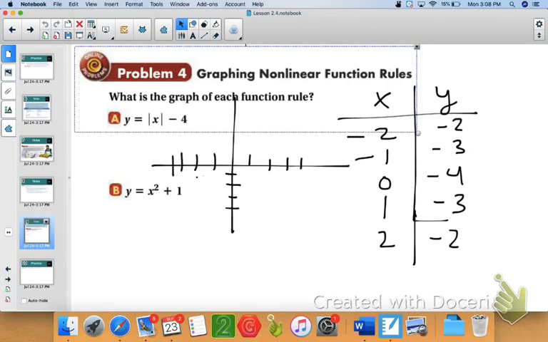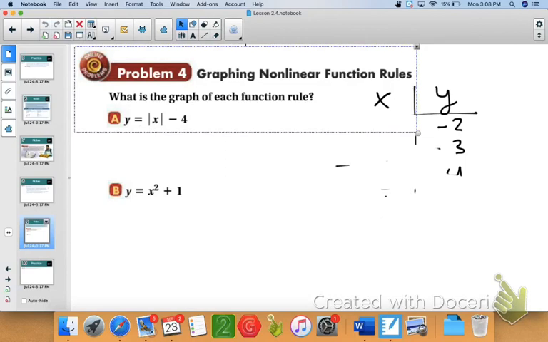So -2, -2 starts right here. -1, -3 is right here. 0, -4 down here. 1, -3. 2, -2. So it's this V shape. And that's actually how all absolute values are graphed. They're all V shapes like that. Okay, so you could always graph that, or you can graph it on your calculator. I'm not going to show you how to find the absolute value on your calculator right now, though, because we're below 110.